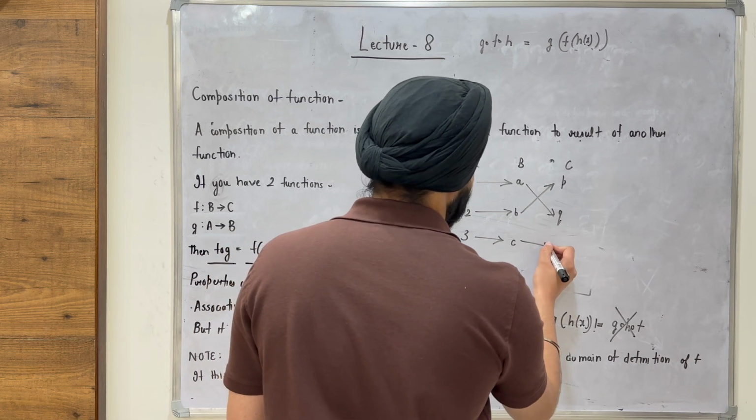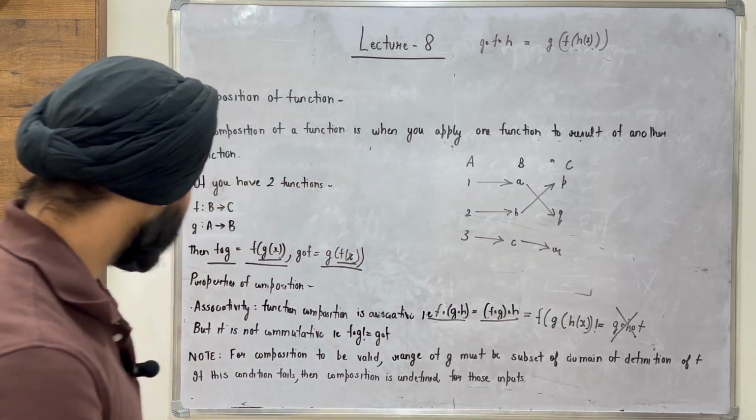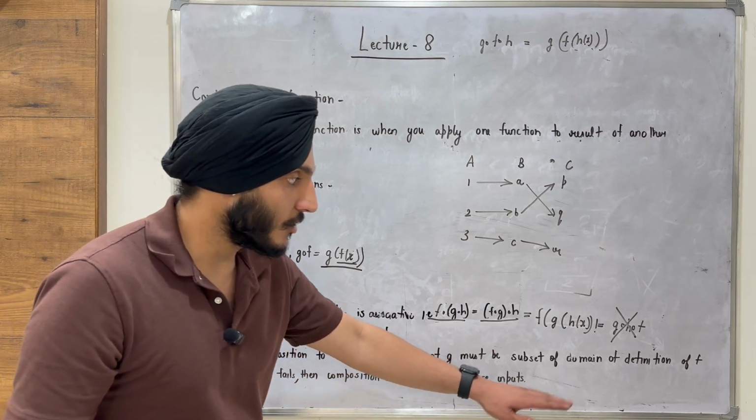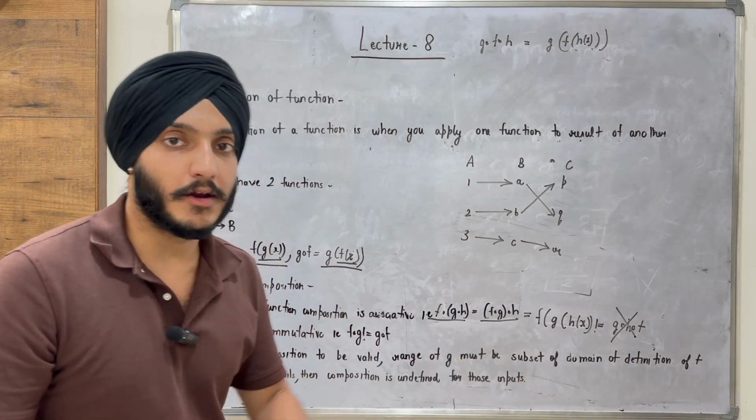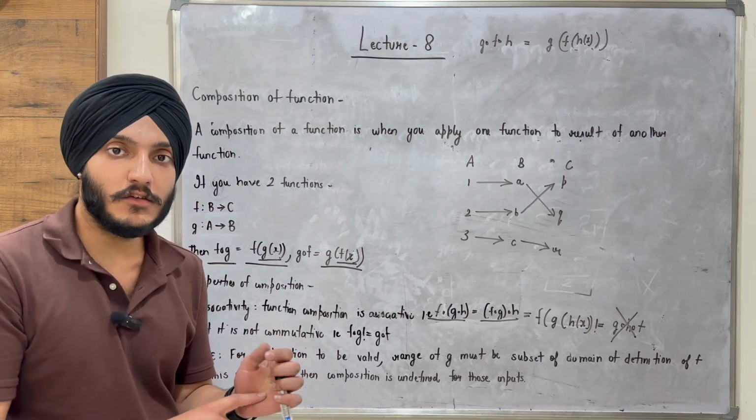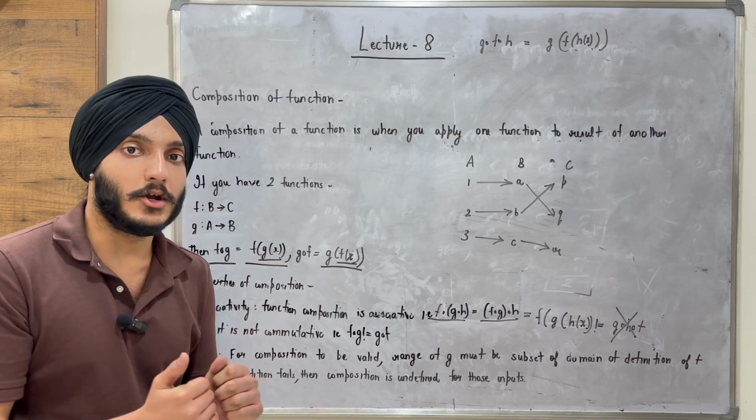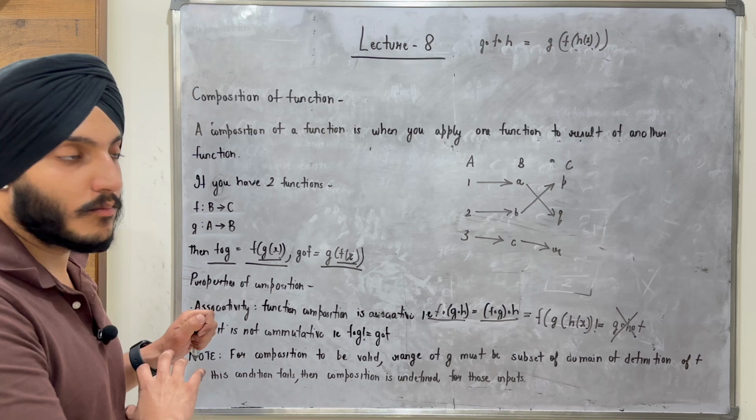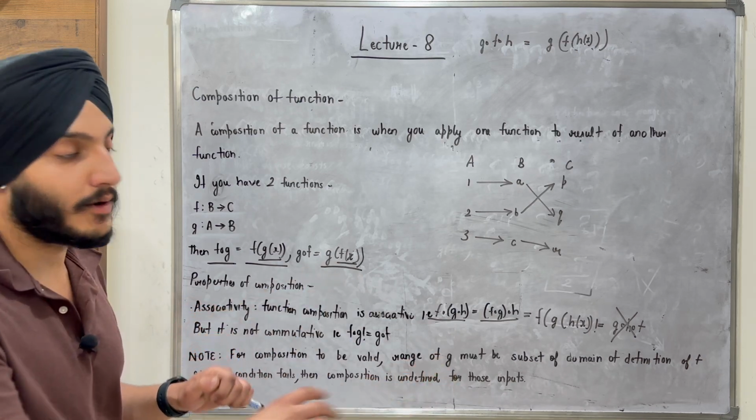The final note. Okay. For a composition to be valid, the range of G must be a subset of the domain of definition. Let's try to understand this statement, right? What is the range of any function? Range is all the elements that have a pre-image, which is, they came from some value, like it was a result of some value, right?